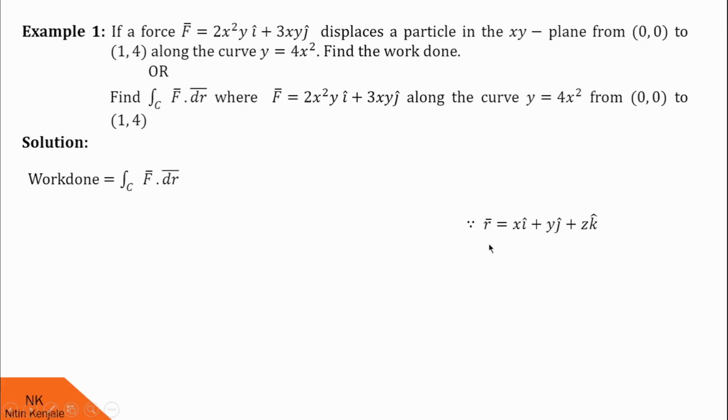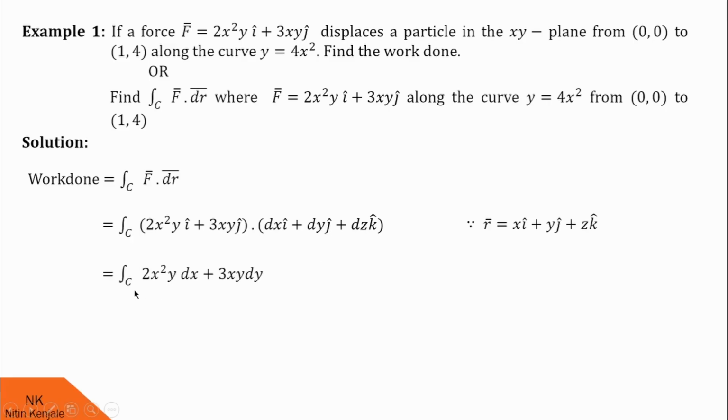So after substituting dr bar and F bar in this line integral, we get work done is equal to the integration along C of this vector dot this vector. Taking the dot product of these two vectors, we get the integration along C of 2x²y dx plus 3xy dy.